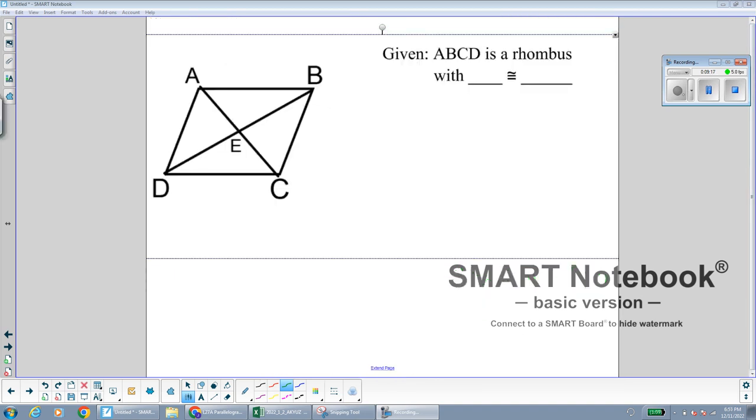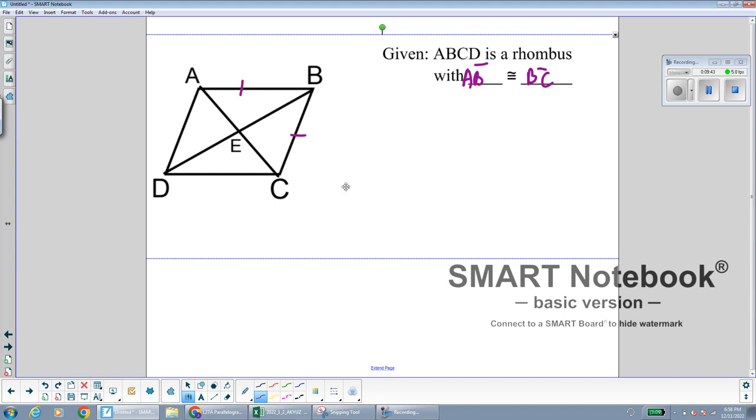So now we're going to talk a little bit about a quadrilateral called a rhombus. By definition, a rhombus is a parallelogram that has congruent consecutive sides. Consecutive sides are any two sides that are right next to each other. So I will just say AB and BC are congruent because, once again, it is a rhombus, and rhombuses are parallelograms that have congruent consecutive sides.